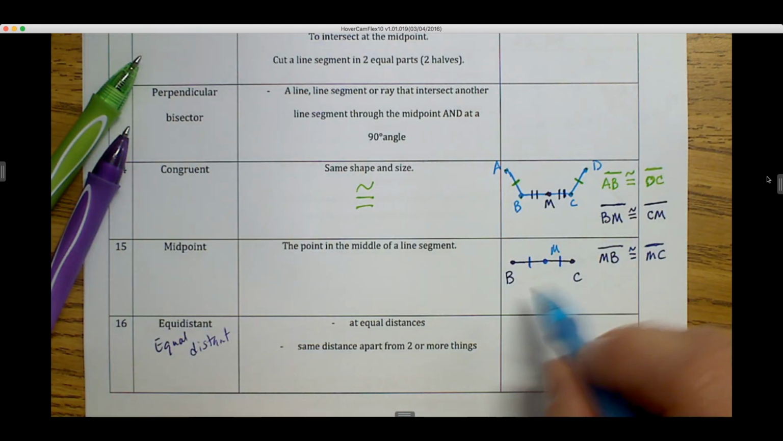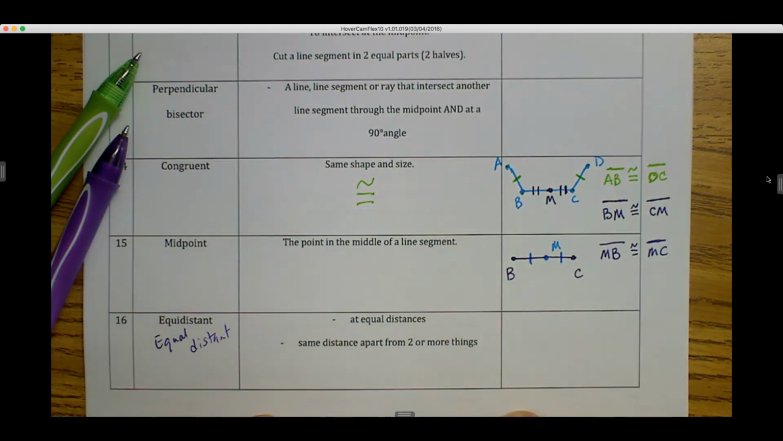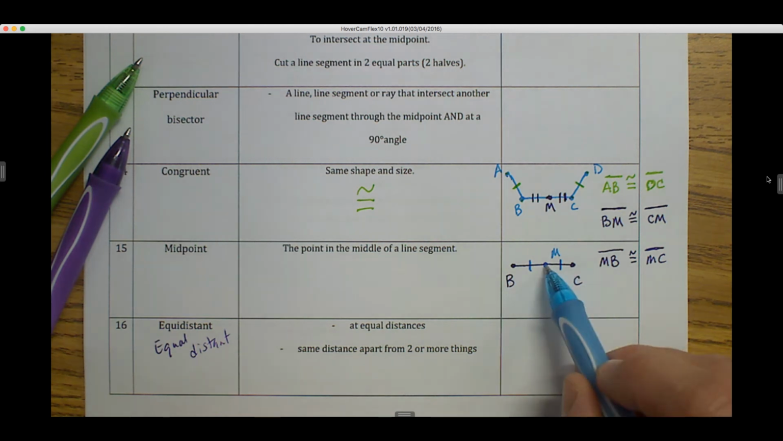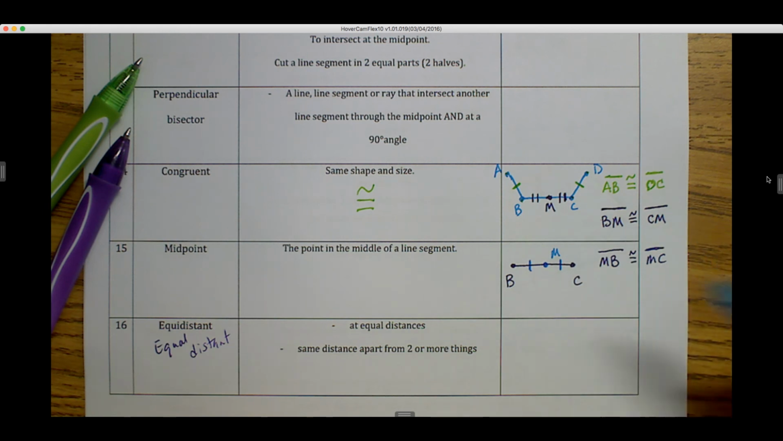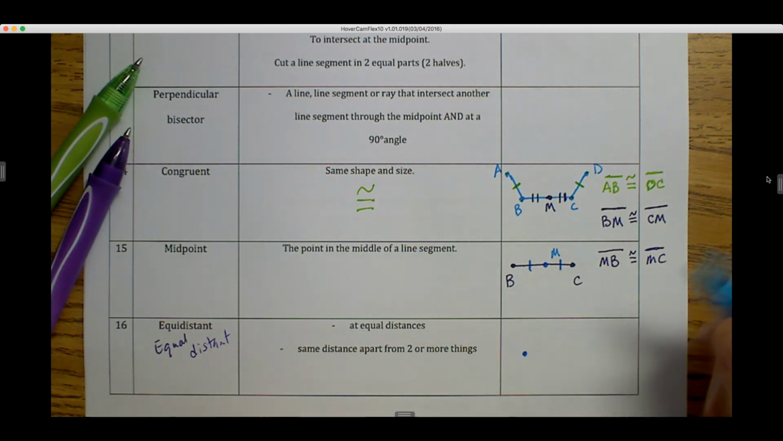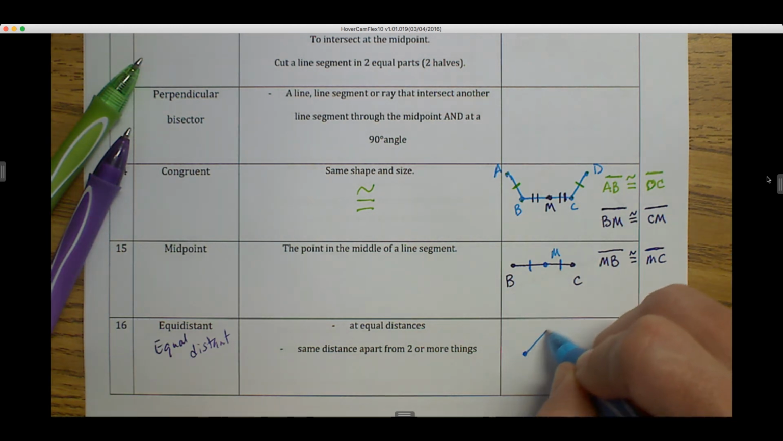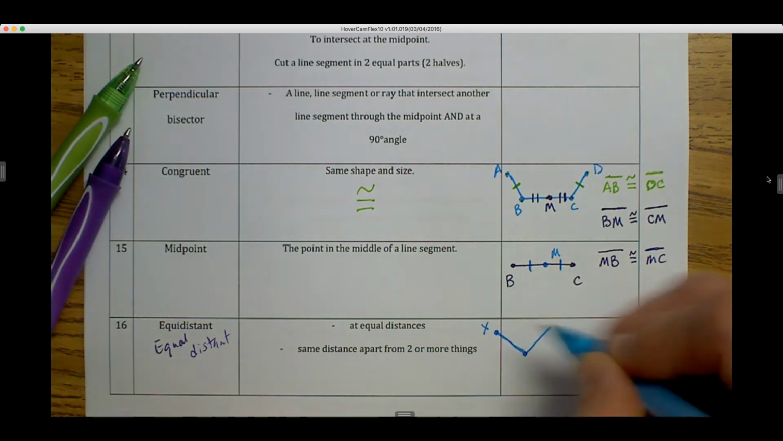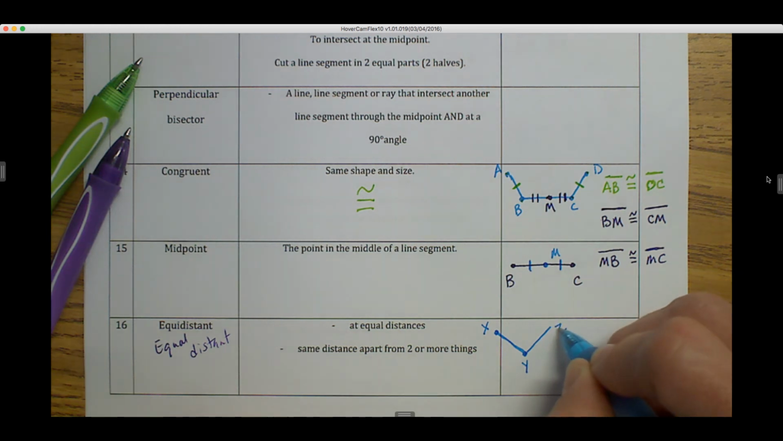Now this one, I'm going to give you a little bit of a different picture because you could say that B and C are equidistant from M, right? You could say that because it's the midpoint. But let me give you a different picture here. Let's say that we had something like that and like that, right? And we have X, Y, and Z.